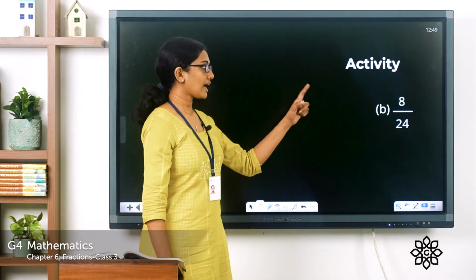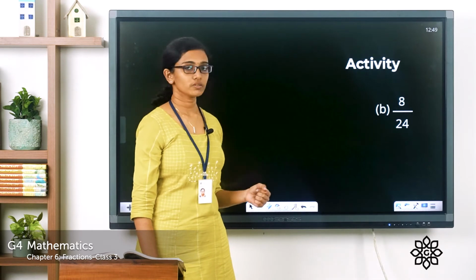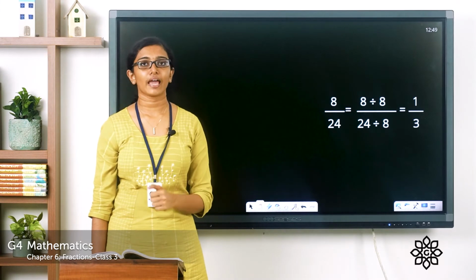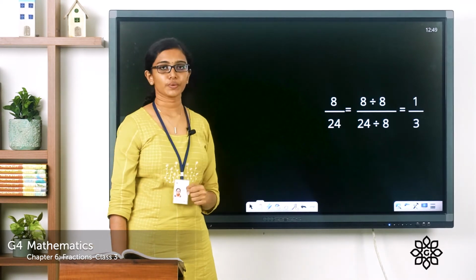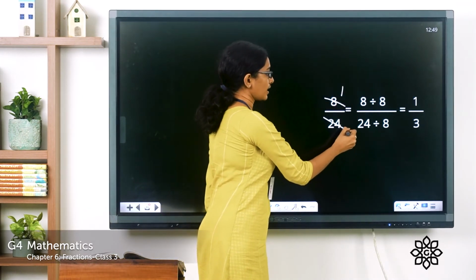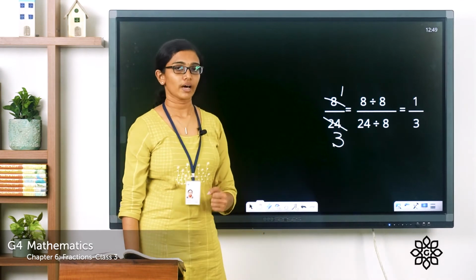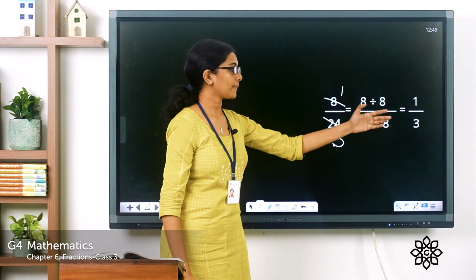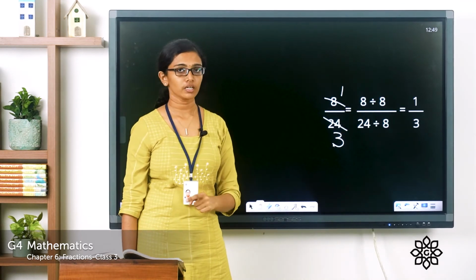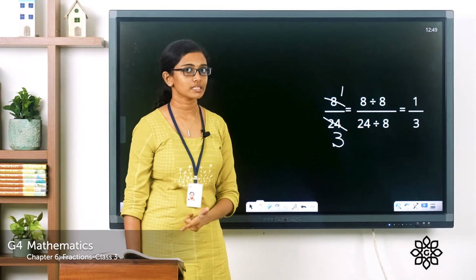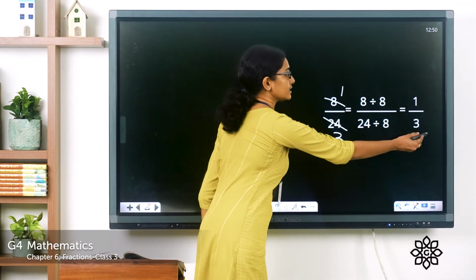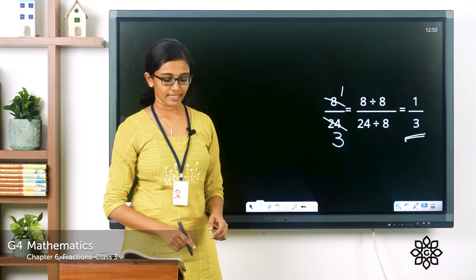Now the question B, 8 by 24. How do we reduce it to the lowest form? 8 and 24 are both multiples of 8. So let's divide 8 and 24 by 8. What is 8 divided by 8? It is 1 and 24 divided by 8 is equal to 3. So right now our fraction has become 1 by 3 and the only common factor for the numerator and the denominator is 1. So the lowest form or the lowest term of the given fraction 8 by 24 is equal to 1 by 3. I hope you have done that correctly.